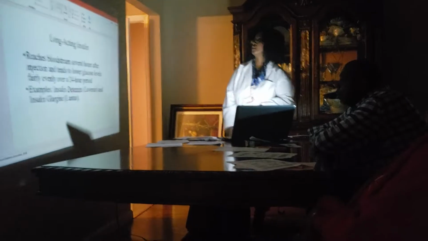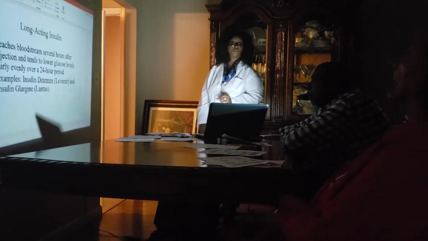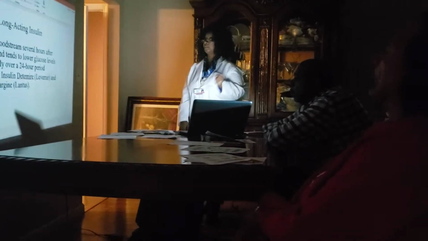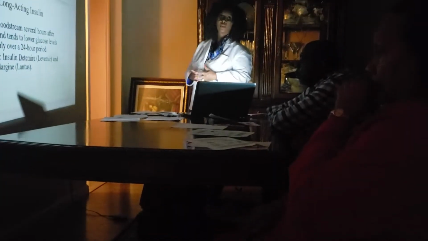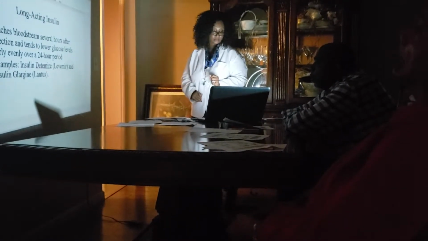And next you have long-acting insulin, which reaches the bloodstream several hours after injection. It tends to lower the blood glucose levels fairly evenly over a 24-hour period. Examples are Levemir and Lantus, which is known as glargine, and detemir. Lantus usually is given at night, so you always have to watch your patients, especially in nursing homes at night, when you're giving that Lantus. You want to make sure they eat a snack. You also want to make sure that you check them frequently because they will drop on you at night.